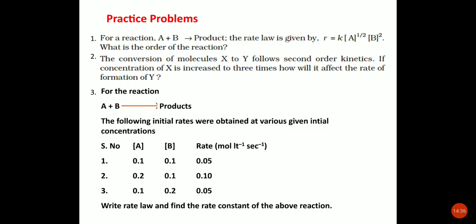Then the third one: for the reaction A plus B gives product, the following initial rates were obtained at various given initial concentrations. Write the rate law and find the rate constant of the above reaction. By using this you can find out the rate law and rate equation for this reaction. These are some practice problems.